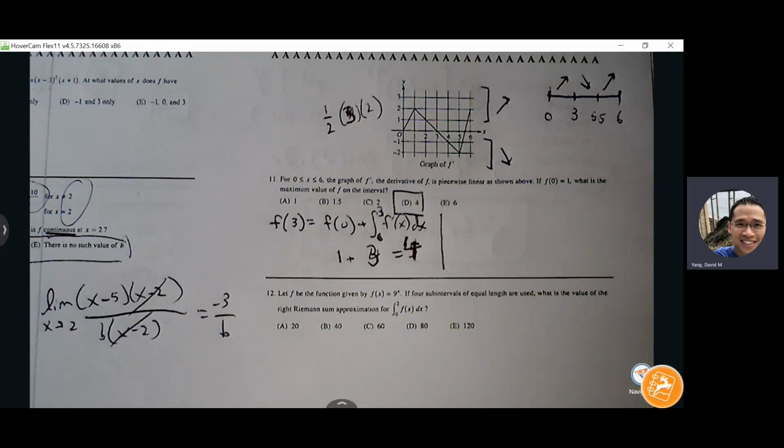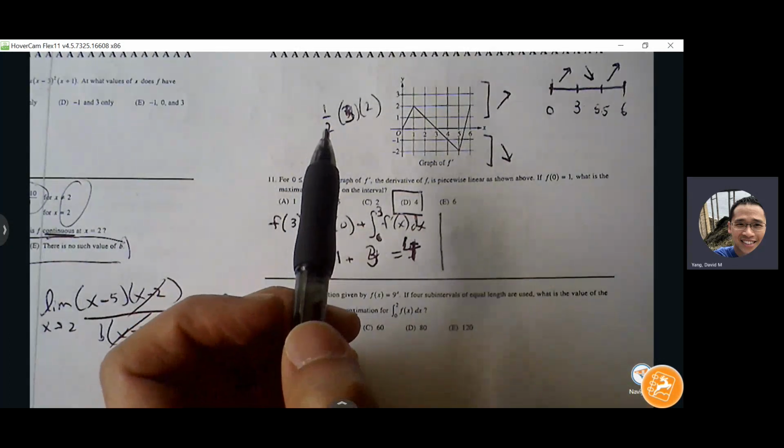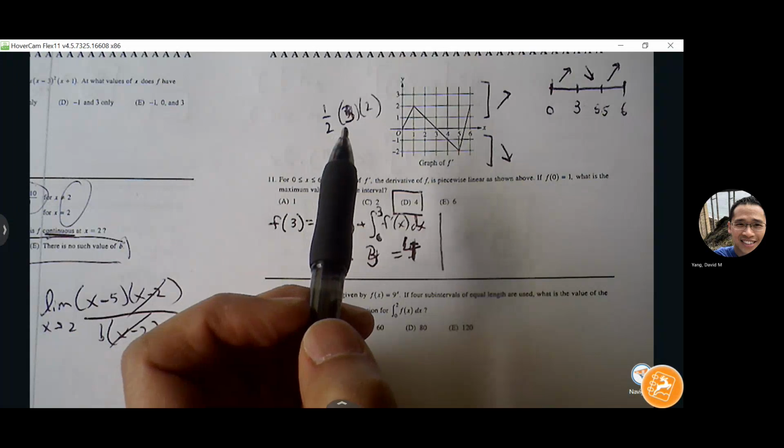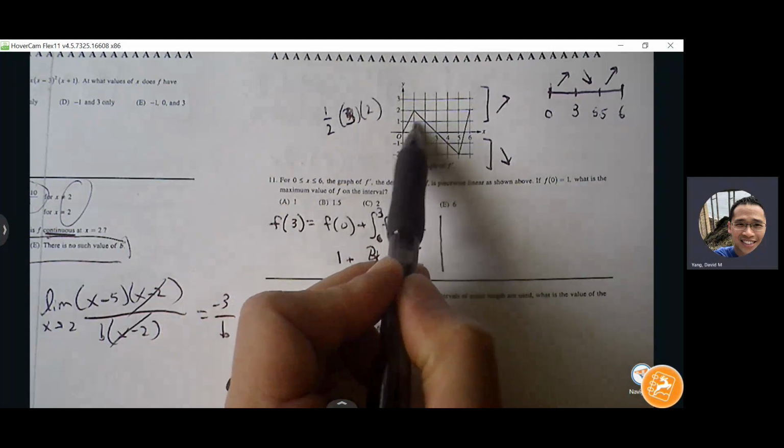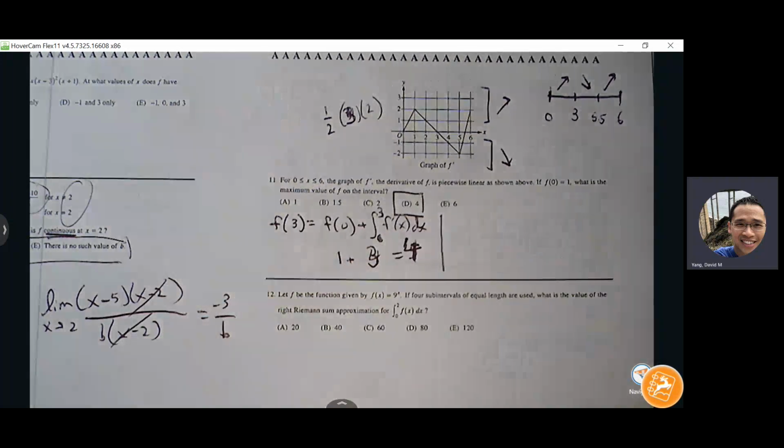I didn't ever learn whatever the base times height stuff is. I just kind of look at the graph. Oh, that's fine too. Yeah, yeah. Oh, I just found the area using the area of a triangle here. How did you do it?